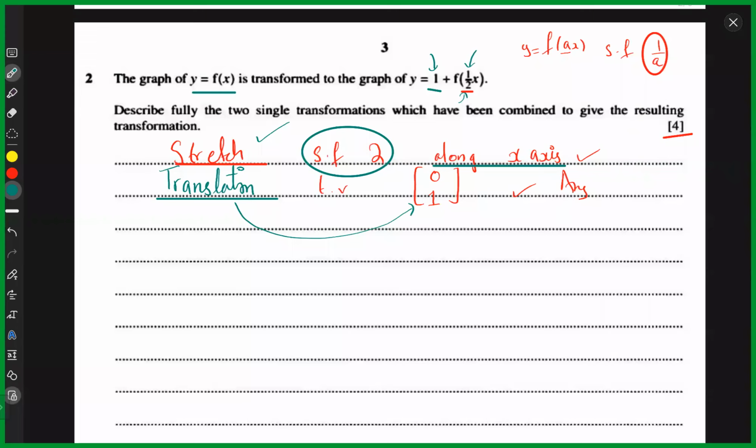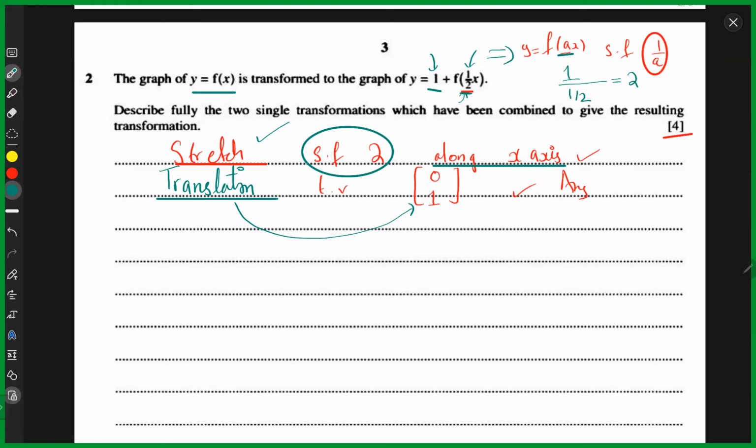For the stretch factor, this was the key point. If the equation was y equals f of ax, if you were multiplying a with x, the stretch factor used to be 1 by a. So this time around we are multiplying 1 by 2 with x. This 1 by 2 is my a. So if I do 1 divided by 1 by 2, this is going to give me 2. Okay. All right. Thanks. Yes, this is the difference.